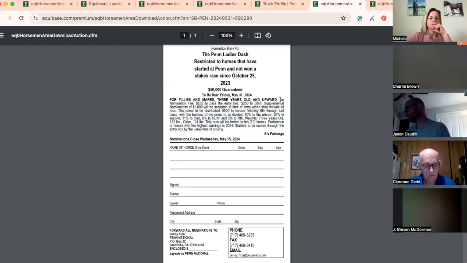So, no nomination fee. So this stakes race, it didn't cost us anything to nominate. $250 to pass the entry box. So that means for us to enter the race, the first step is to nominate, which cost us nothing. $250 to enter the entry box. Just to enter will cost us $250. And if we actually start the race, it's going to cost us $250 more. So it's $500 into the pot that we had to pay.